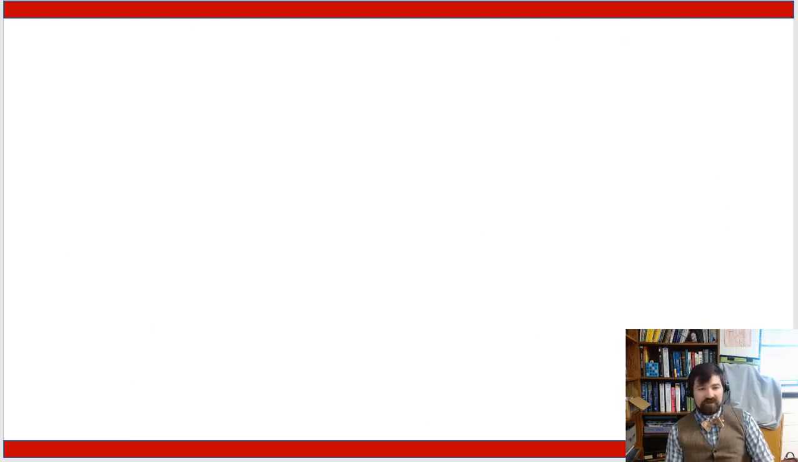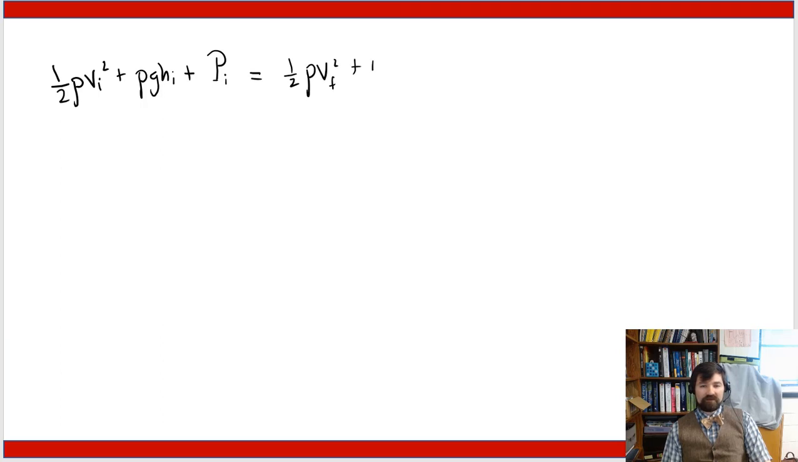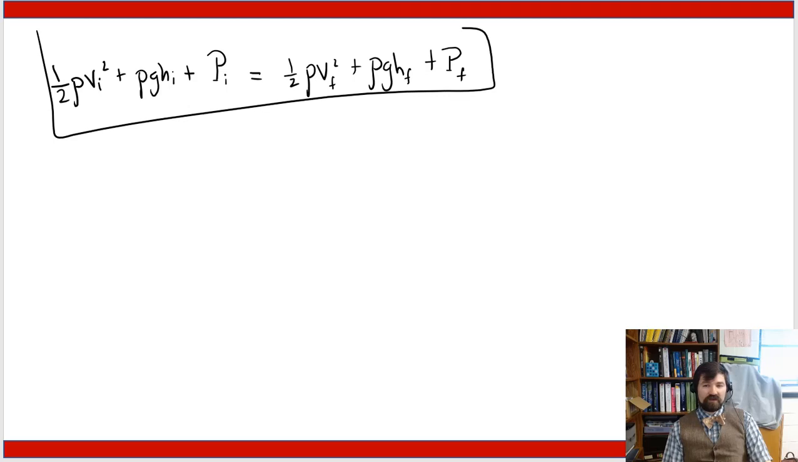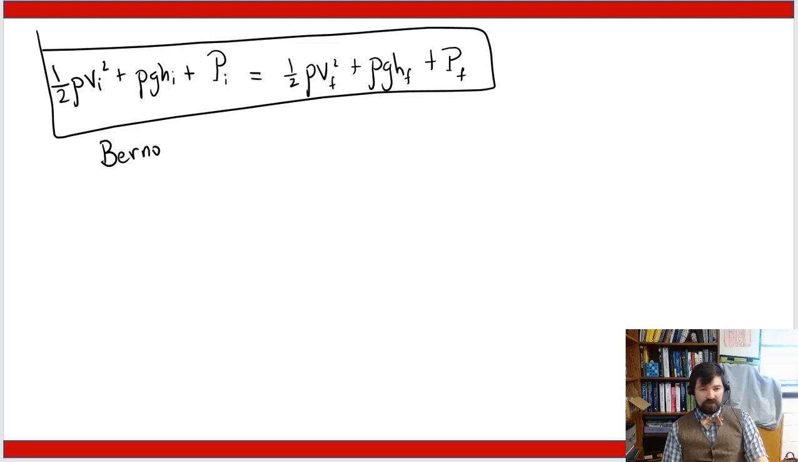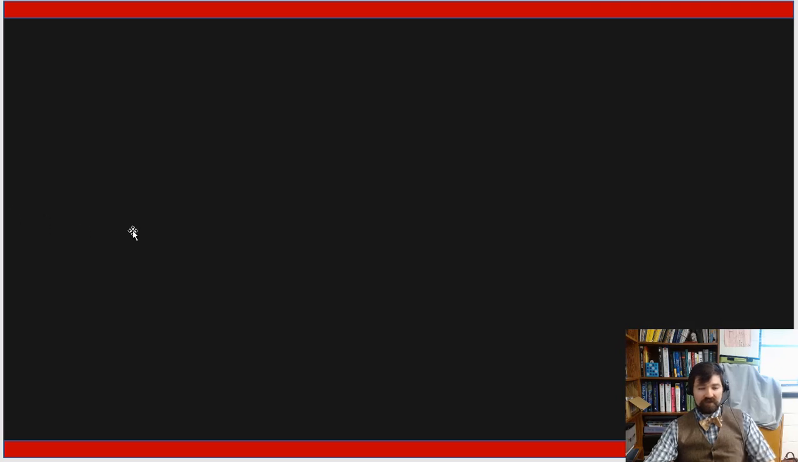Okay, so your energy conservation has become 1/2 rho v initial squared plus rho g h initial plus p initial, this is your pressure, is 1/2 rho v final squared plus rho g h final plus p final. Okay, this is now your conservation of energy. This is what is also known in fluids as the Bernoulli principle. Now between these two things, basically continuity and Bernoulli, we're able to adequately describe the motion of any basically ideal fluid through a container.